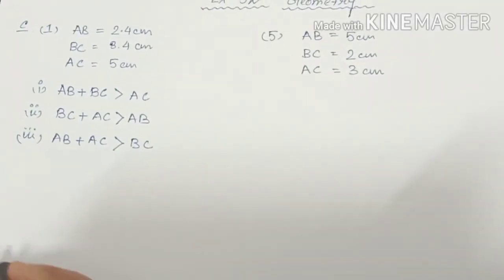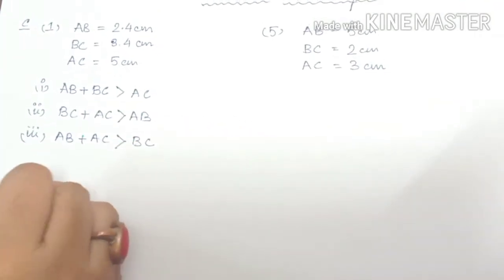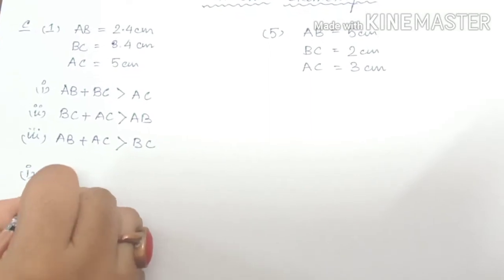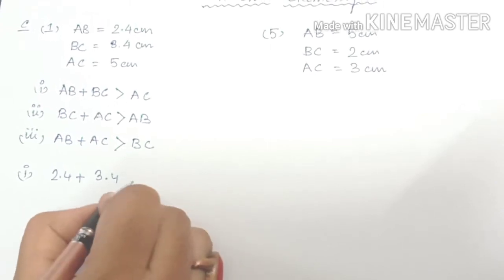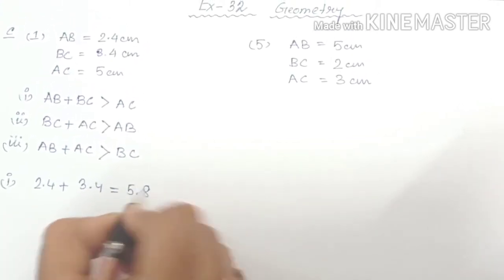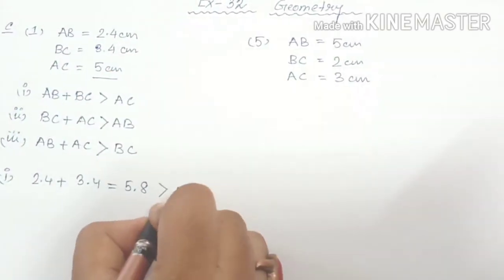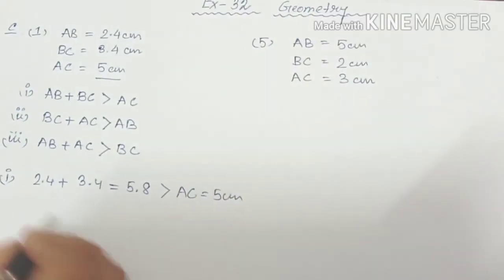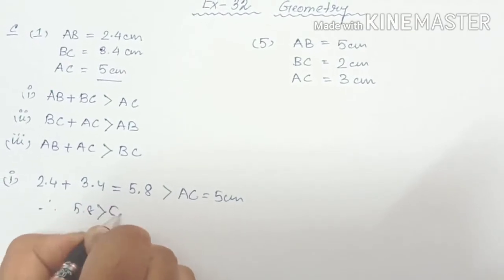Now let's put the values and see whether the same is going to happen or not. So in the first case, 2.4 plus 3.4, that is equal to 5.8, is greater than AC, that is 5 centimeter, right? Therefore 5.8 is greater than 5.